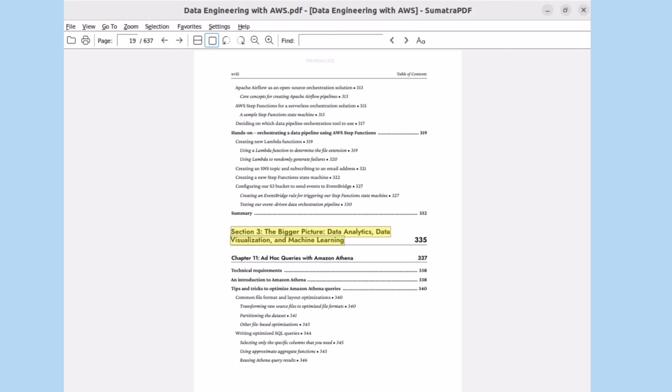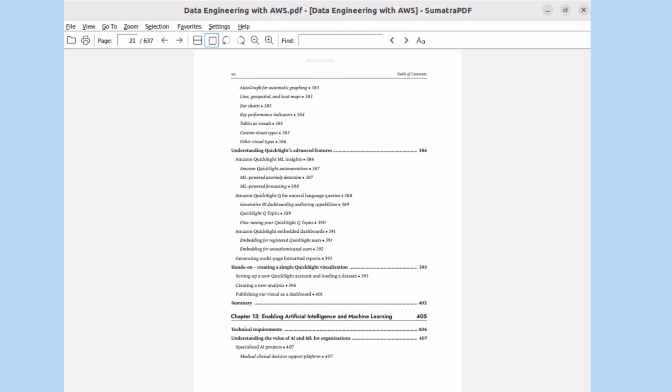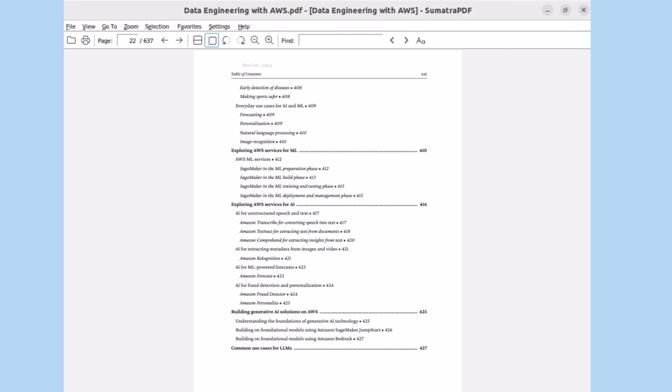Chapter 11, your ad hoc queries, and Amazon Athena, along with QuickSight. Enabling artificial intelligence and machine learning is chapter 13, which is going to be another great chapter. The previous one was also good because it helped you visualize your data and how to do it step by step. Then you start exploring your services for ML and AI, which everybody right now is really fascinated with, that topic itself, leading into LLMs.